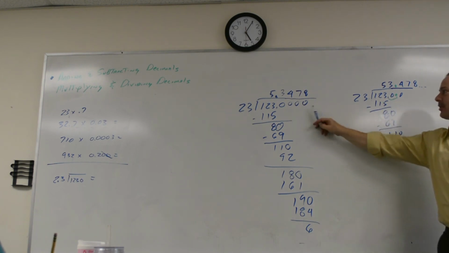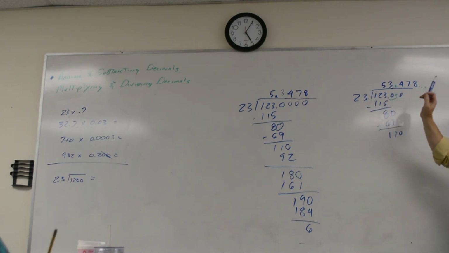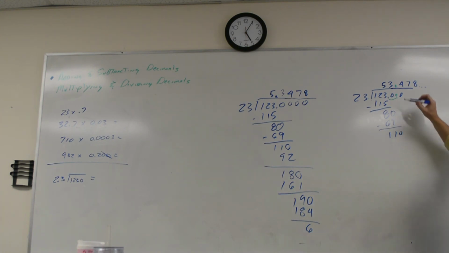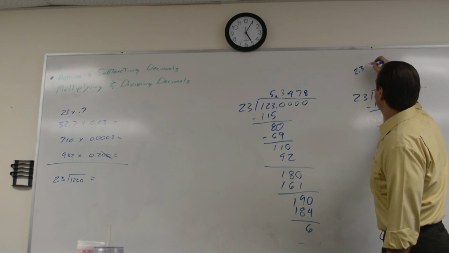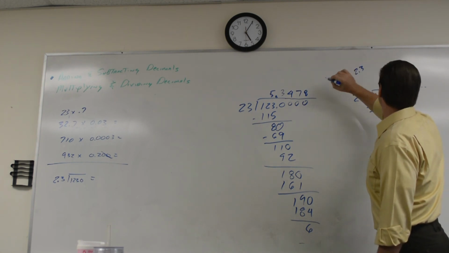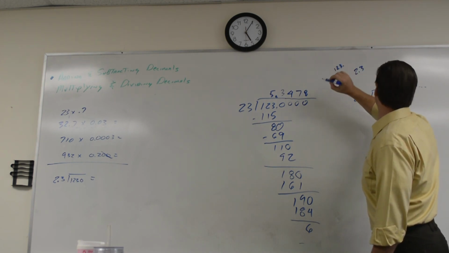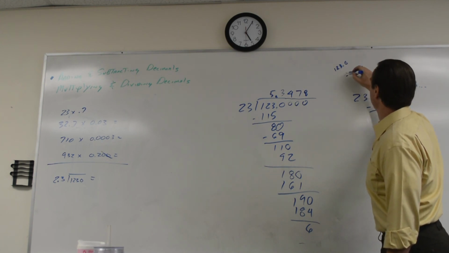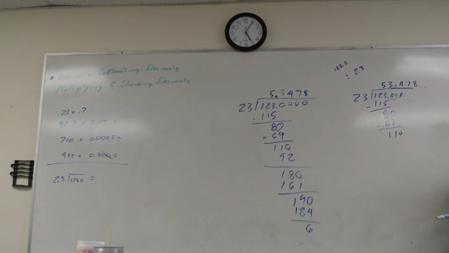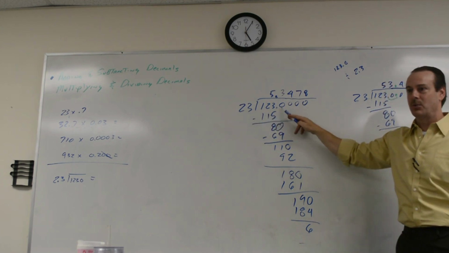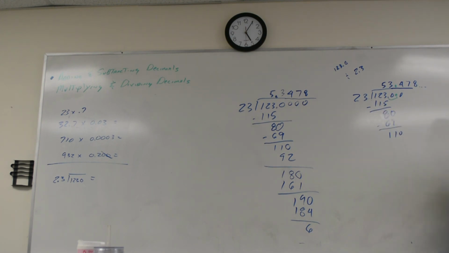So the numbers are the same, just the decimal point changed the value of your answer. Now, let's see, does it make sense? This one originally was 2.3 into 123.0, right? That's what we were dividing. Does it make sense that 2.3 goes into 123 more times than 23 goes into 123? Yeah. So it does follow some logic.